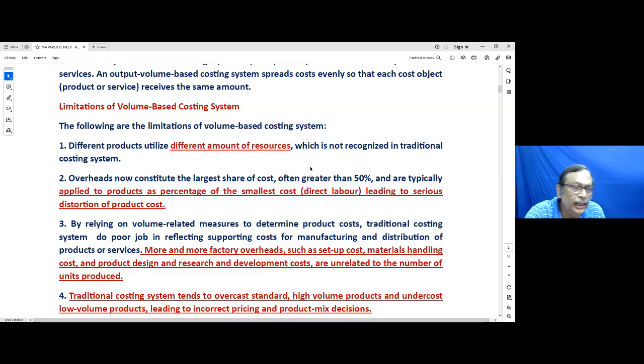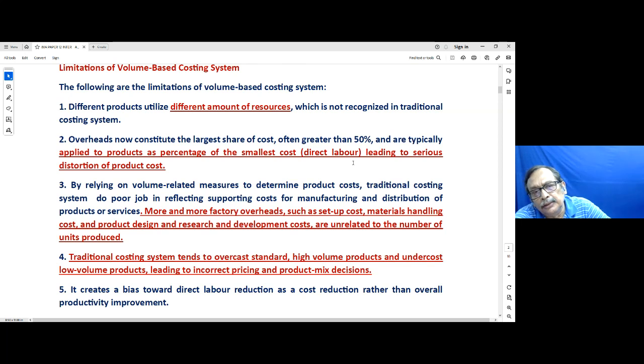Next, overheads now constitute the largest share of cost. Often it may go greater than 50% and are typically applied to products as a percentage of the smallest cost, that is direct labor, leading to serious distortion of product cost. So if I am going to consider the amount of overhead on the basis of direct labor only, then obviously it is going to vitiate the product cost.